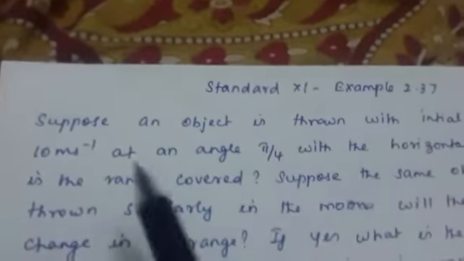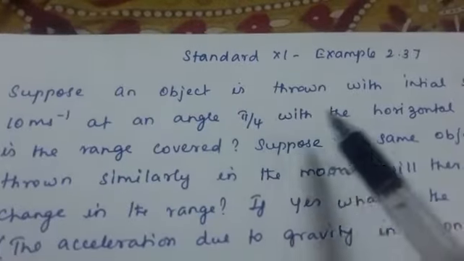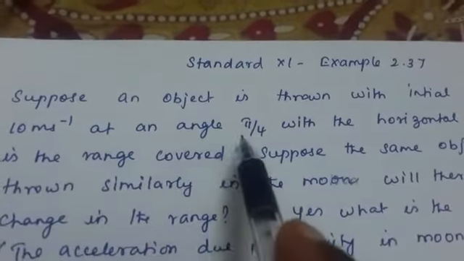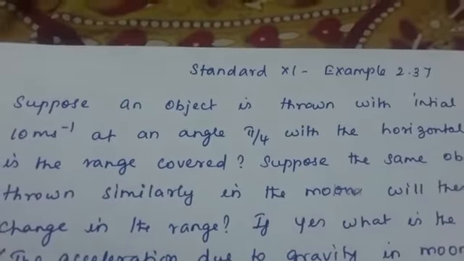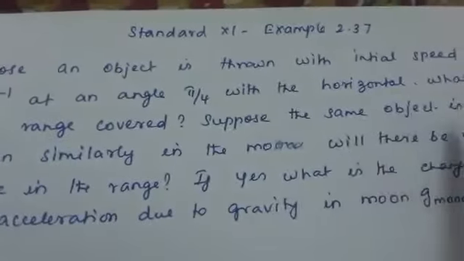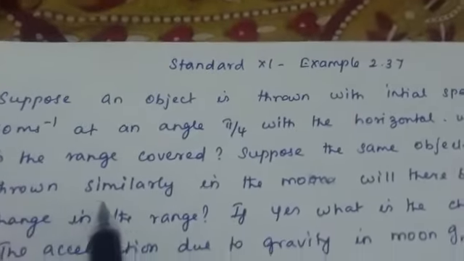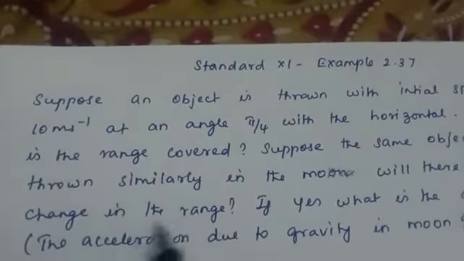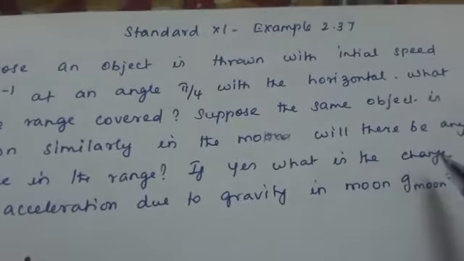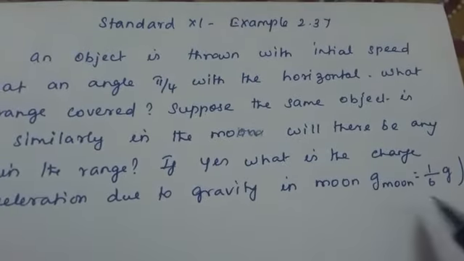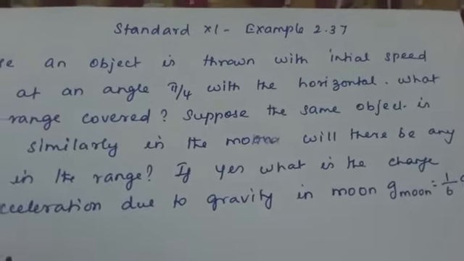Example 2.37. Suppose an object is thrown with initial speed 10 meter per second at an angle pi by 4 with the horizontal. What is the range covered? Suppose the same object is thrown similarly on the moon. Will there be any change in the range? If yes, what is the change? The acceleration due to gravity on the moon, g moon, is 1 by 6.